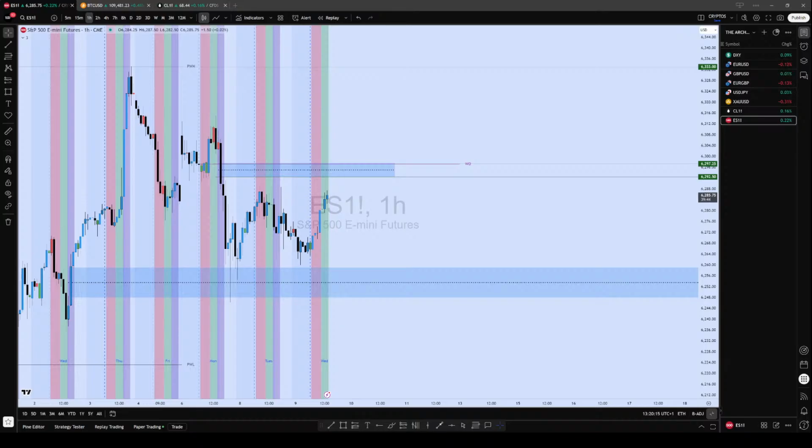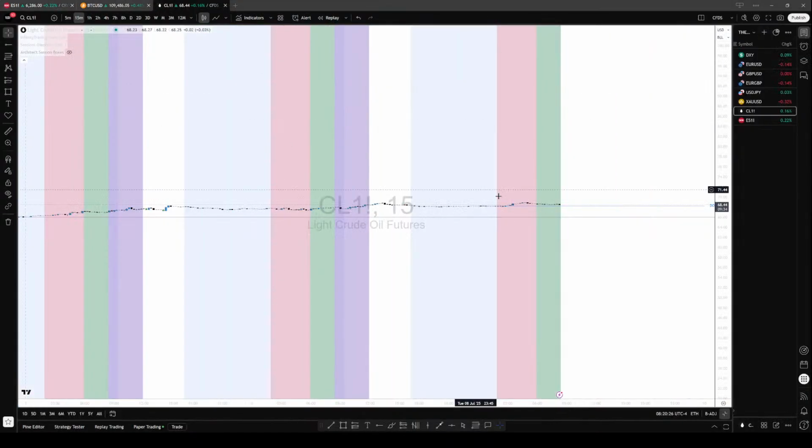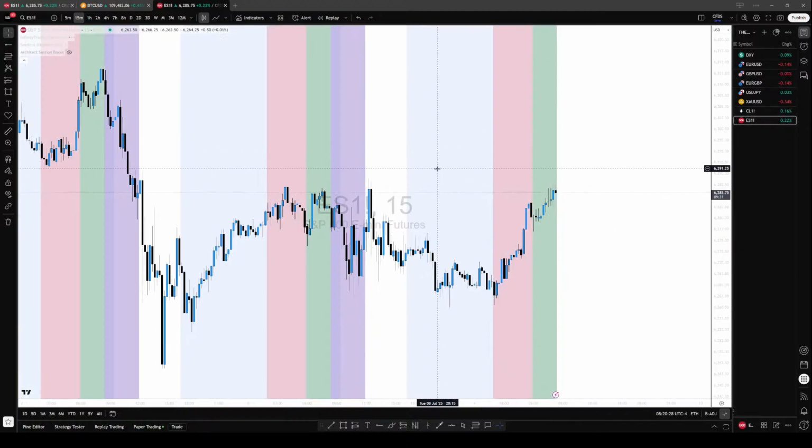and then you can start looking for your sell ideas. Now, in regards to ES in particular, the 10 o'clock candle, let me go over here, go to ES. 9 o'clock, then 10 o'clock candle. Those two candles are the most important candles that you want to pay attention to.